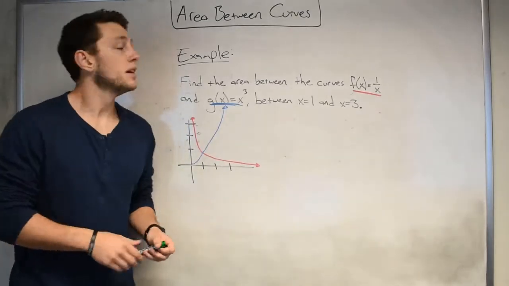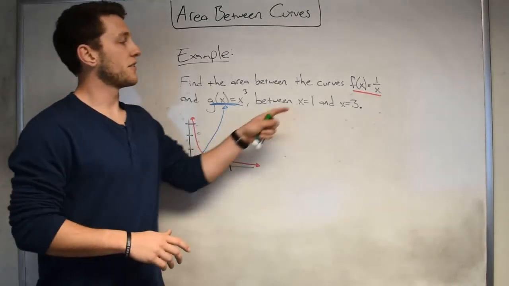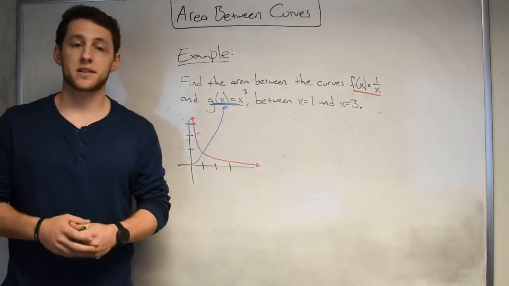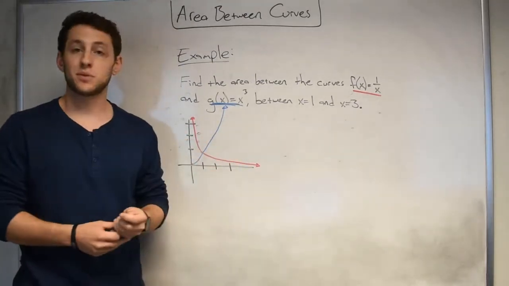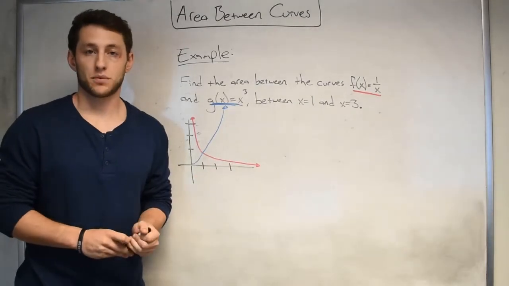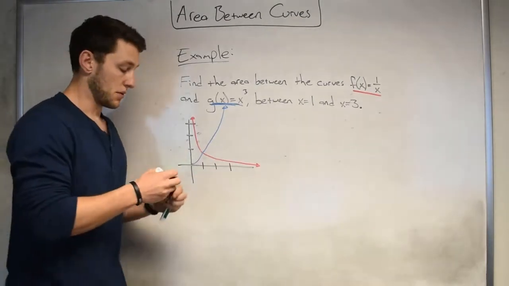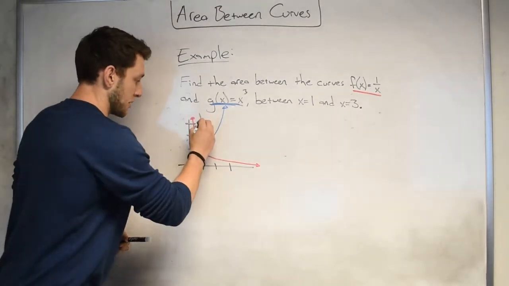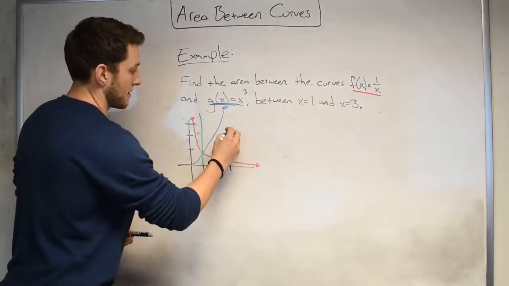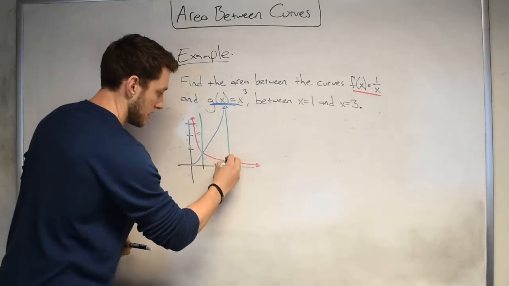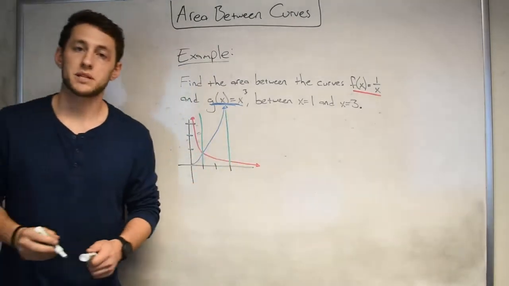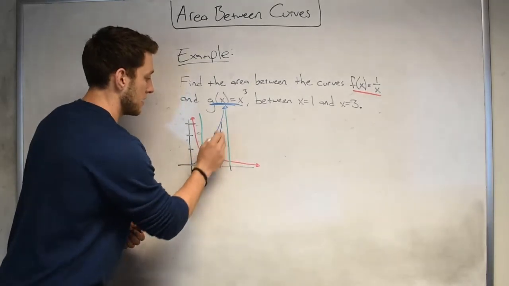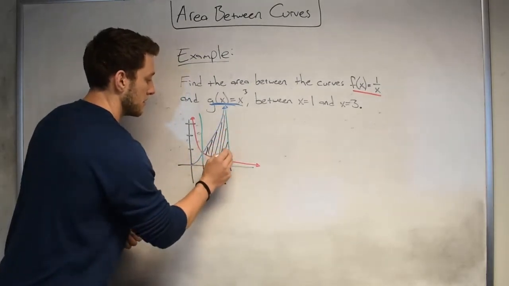In this example, find the area between the curves f of x equals 1 over x in red and g of x equals x cubed in blue between x equals 1 and x equals 3. So when we're looking at the area in question, if I draw on the lines x equals 1 and x equals 3, and then we picture the area between the curves, we must be looking for this shaded area right here.